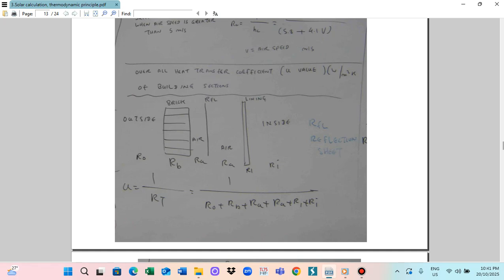So RT, all the things are in series, you have to add all. So RT is 1 by R0 plus RB plus RA plus RA plus R1 plus RI. So this is by this way you can calculate the U. So U value we can calculate. So that all the resistance values are given here. These are the R values here.